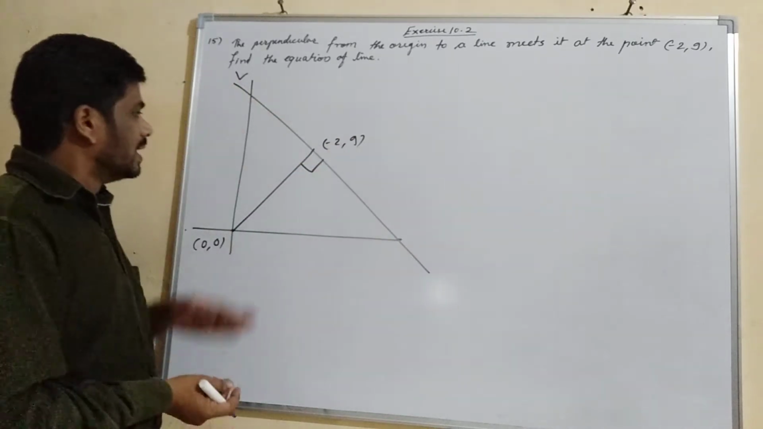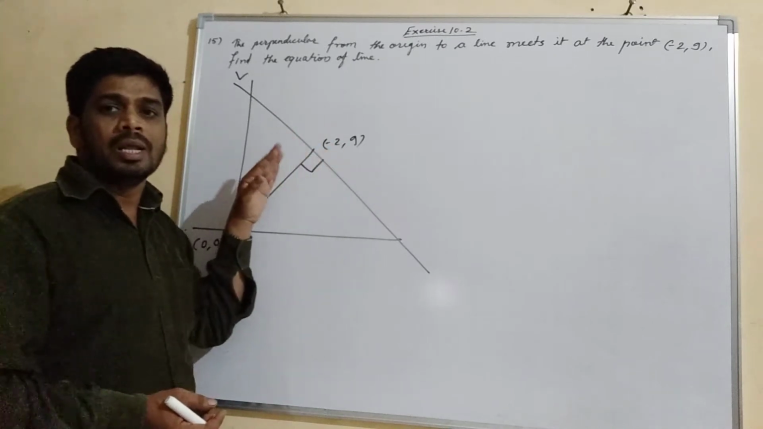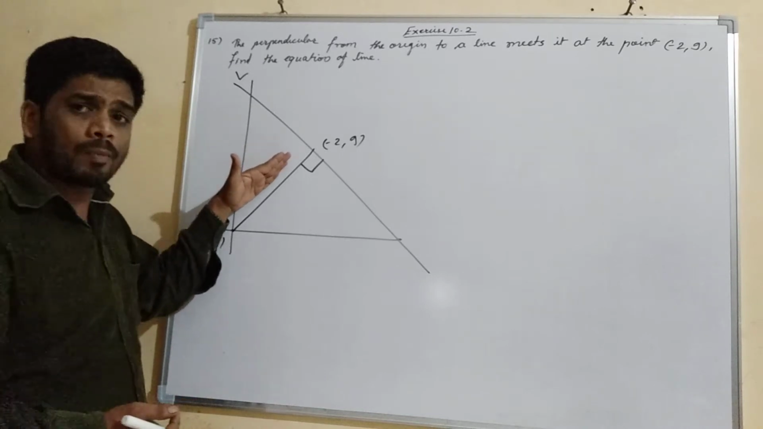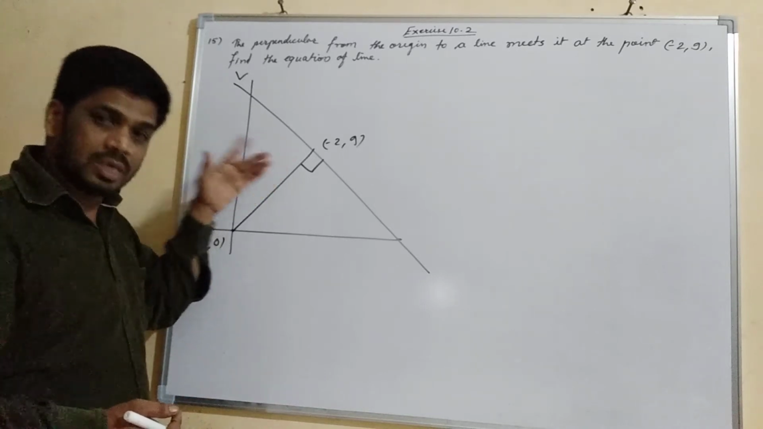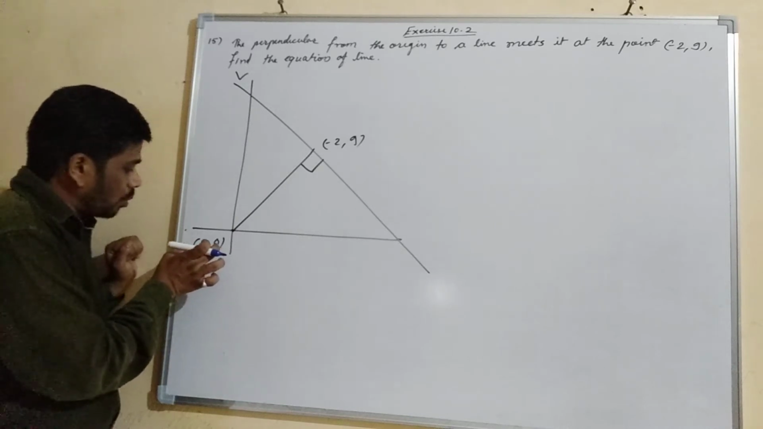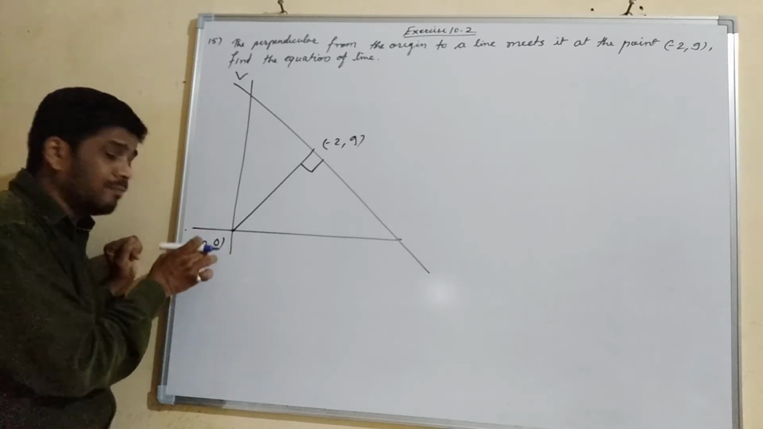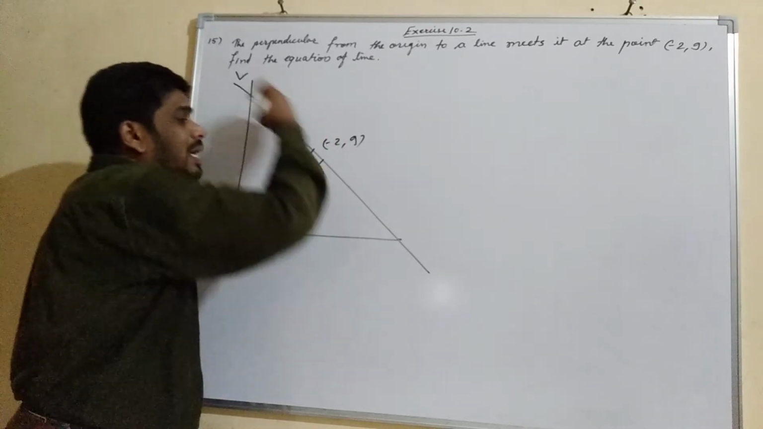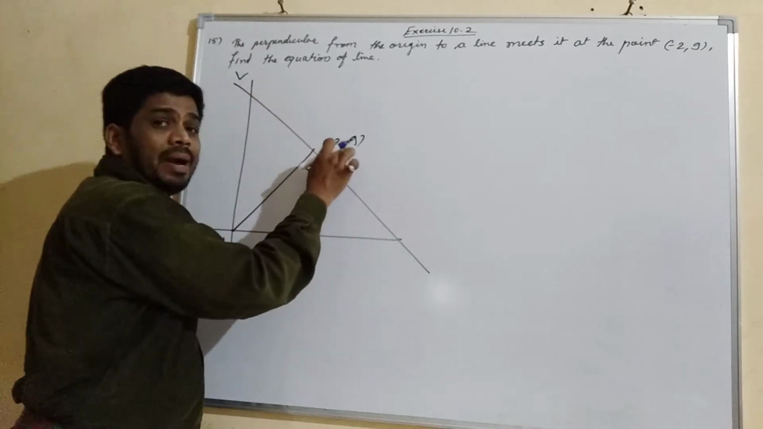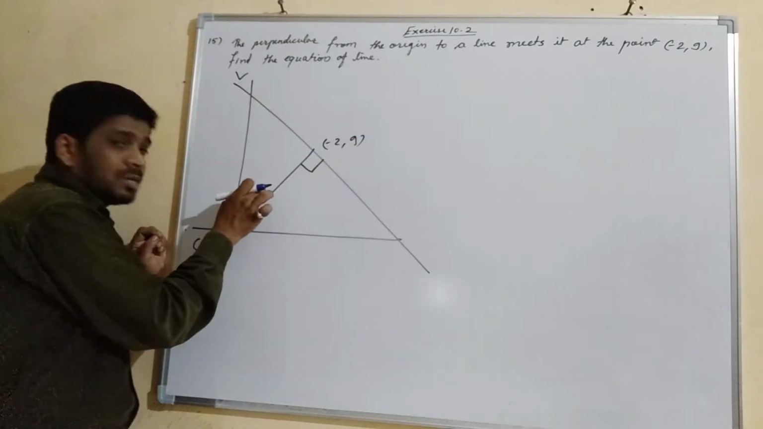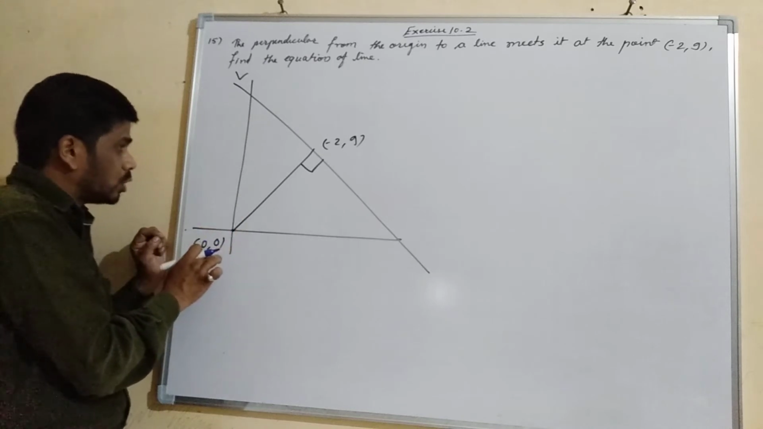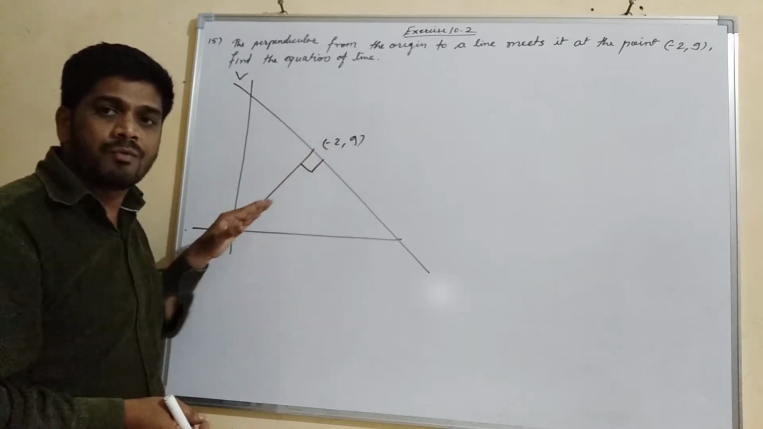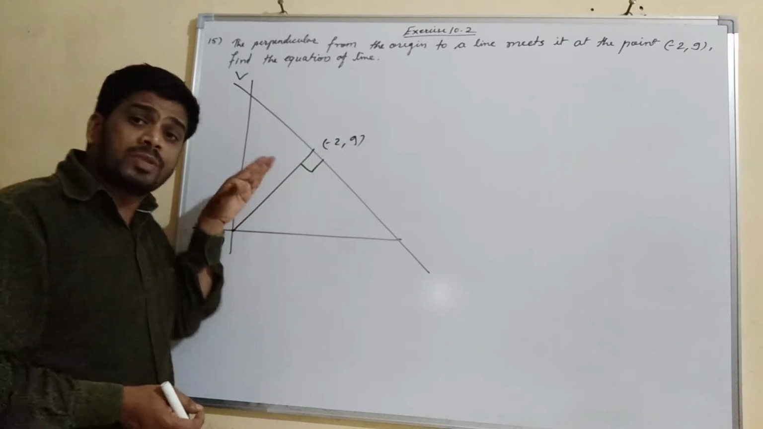Okay, so you know that if two lines are perpendicular to each other, then the product of their slopes will be -1. So can you find the slope of this perpendicular? Yes, because the perpendicular we have drawn from the origin meets the line at the point (-2, 9). Means for this perpendicular the 2 points are (0, 0) and (-2, 9). So you can use the two-point form and find the slope of this line.